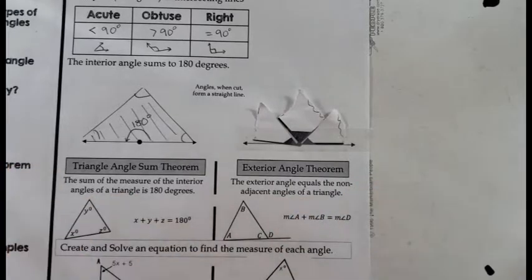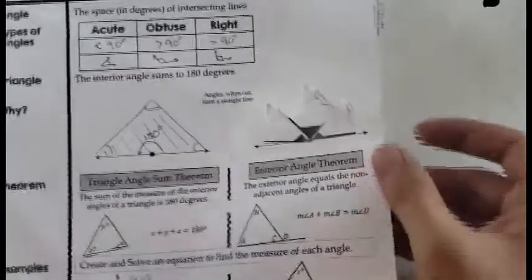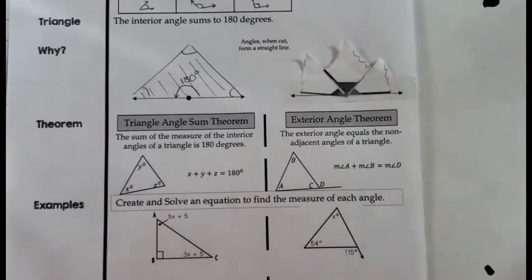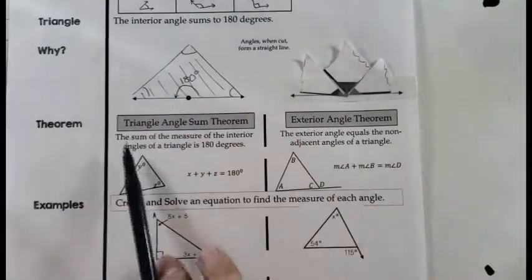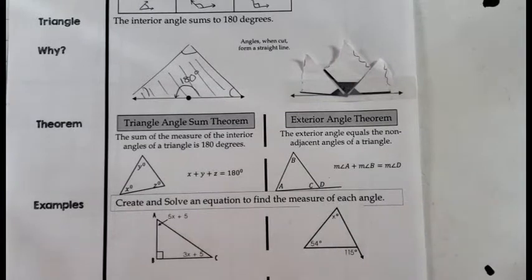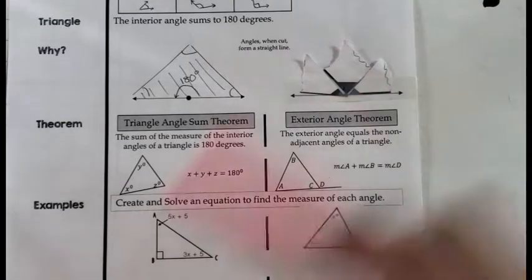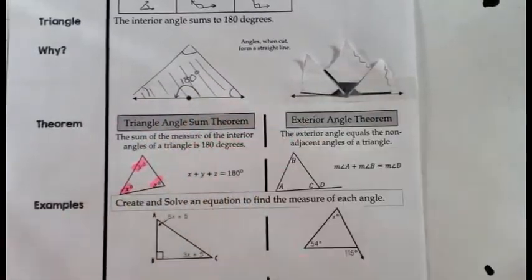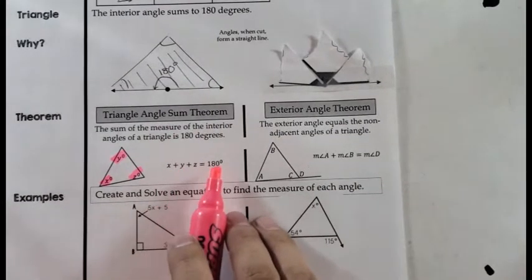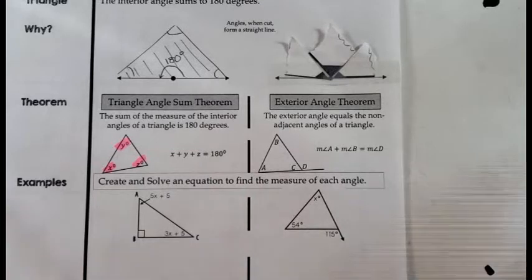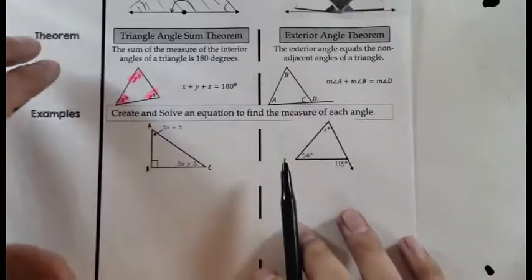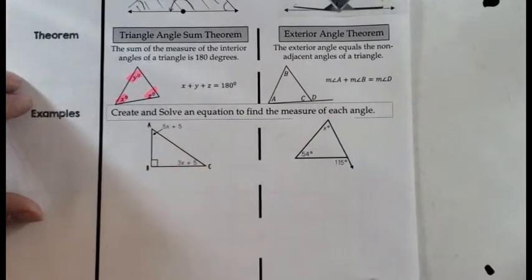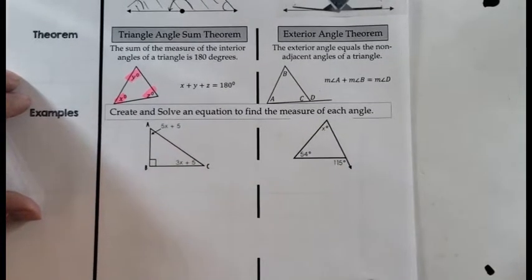Okay. Now we're going to get to the two main parts of these notes. First is the triangle angle sum theorem, which is something we just described above. The sum of the measures of the interior angles of a triangle is 180 degrees. So if I take all the angles in this triangle, x plus y plus z, it will equal 180. We're going to use this idea and also our understanding of writing and solving equations to figure out angle measures. For the example underneath, create and solve an equation to find the measure of each angle.